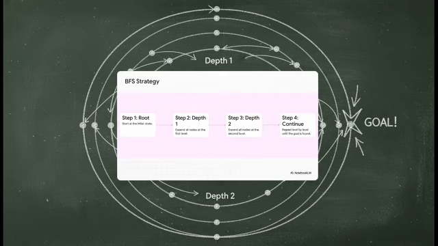So the process looks like this. You start at the root. Then you look at every single node that's one step away. Then, and only then, do you look at all the nodes two steps away, and so on. It just expands outward in these perfect clean circles until, bam, it lands on the goal.